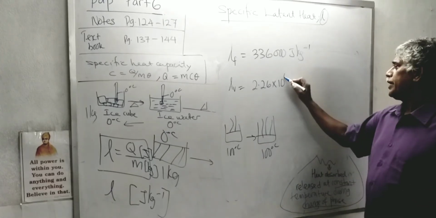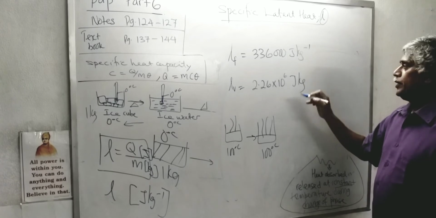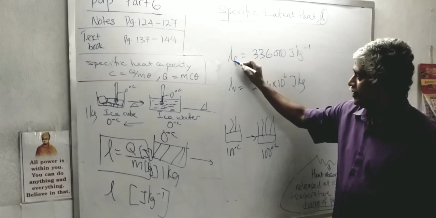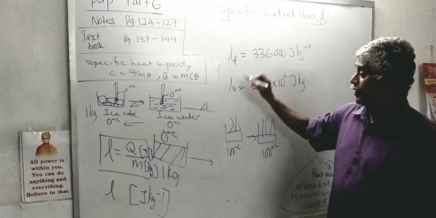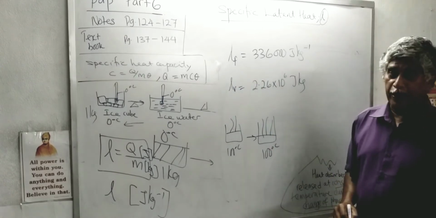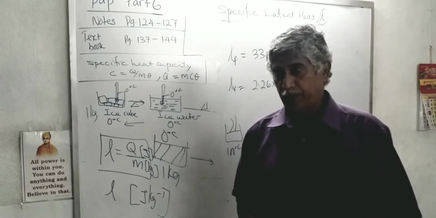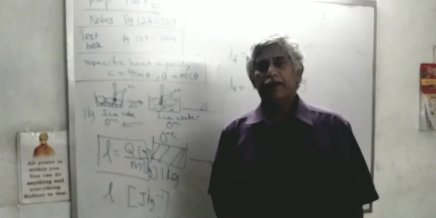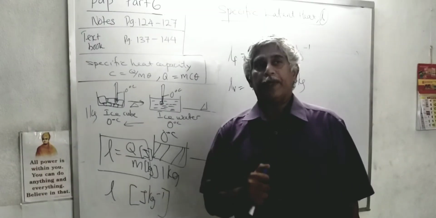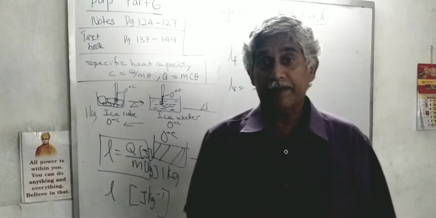Yeah, 10 to the power 6 joule per kilogram. So this is latent heat of vaporization. This is fusion. This is latent heat of vaporization. Okay, alright. One important point we got to know: they like to ask what is happening to the kinetic energy of the molecules.